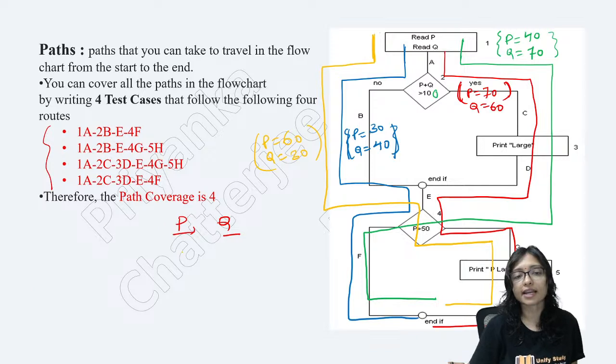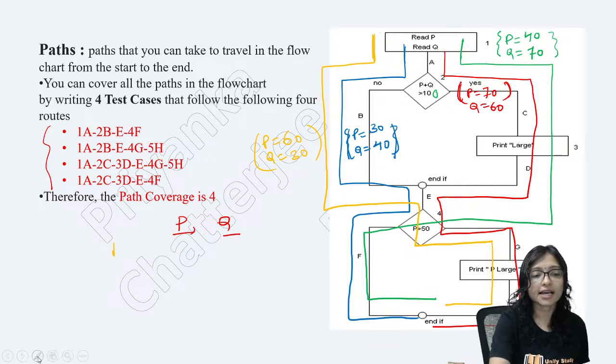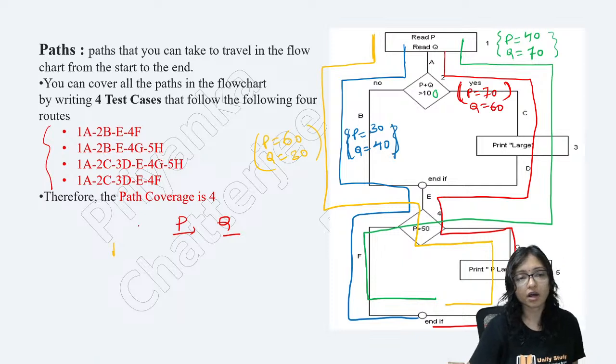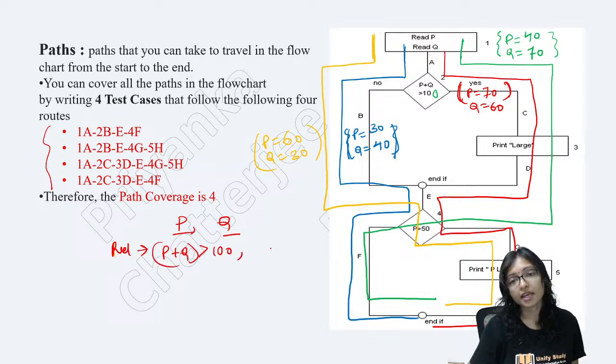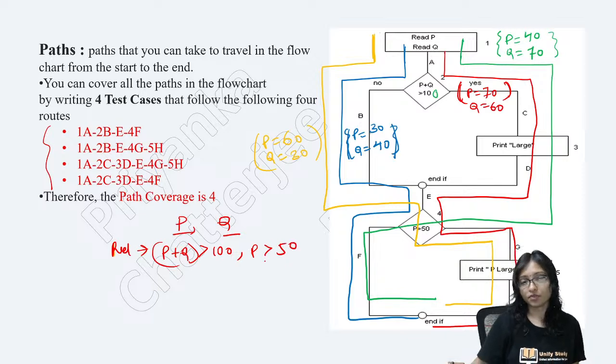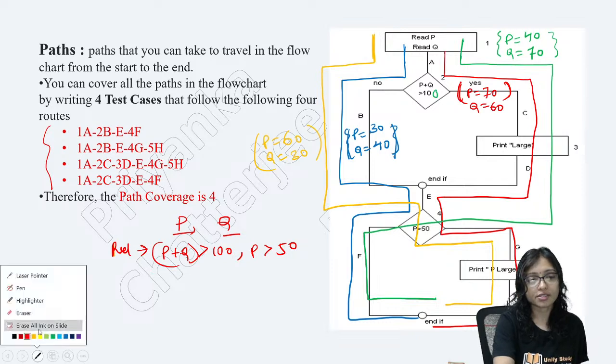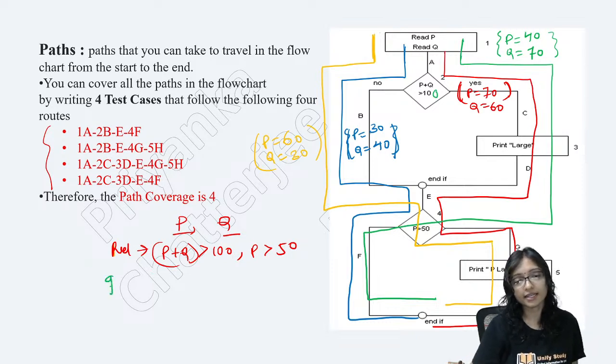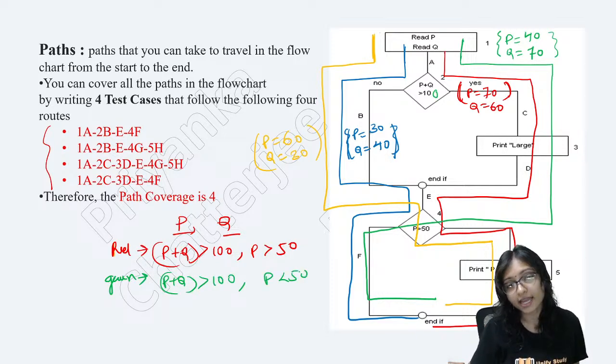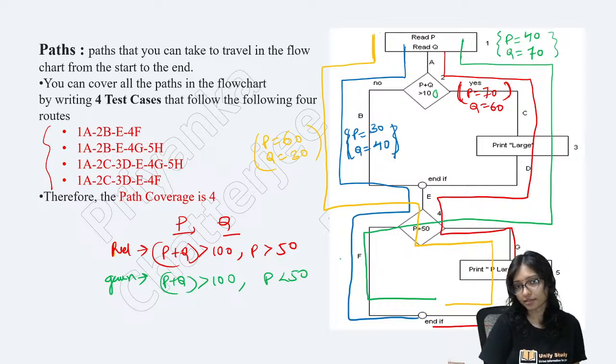Just simply think that whenever I take the red path, how to find that red path? P plus Q should be greater than 100 and P should be greater than 50. That was one test case. When I took the green test case, what was the green test case? Keep P plus Q greater than 100 and P less than 50. That was my green path, right?